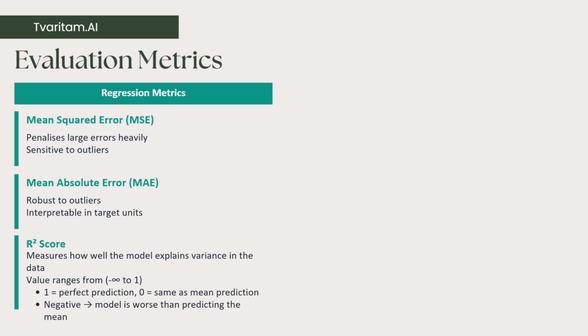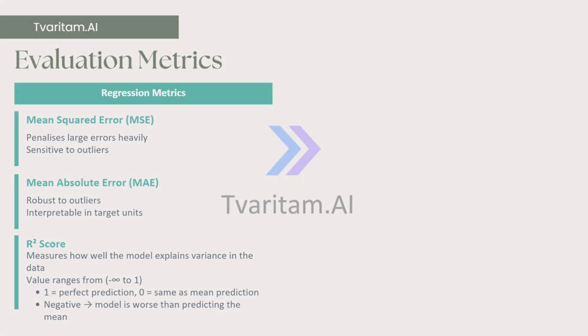And finally, we have the R squared, also known as the coefficient of determination. It measures how well the model explains the variance in the data. A value of 1 means perfect prediction, while a value of 0 means the model is no better than simply predicting the mean. Negative values indicate that the model is performing worse than simply predicting the mean value.